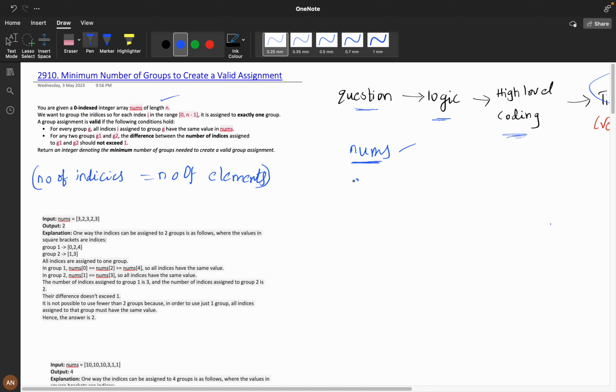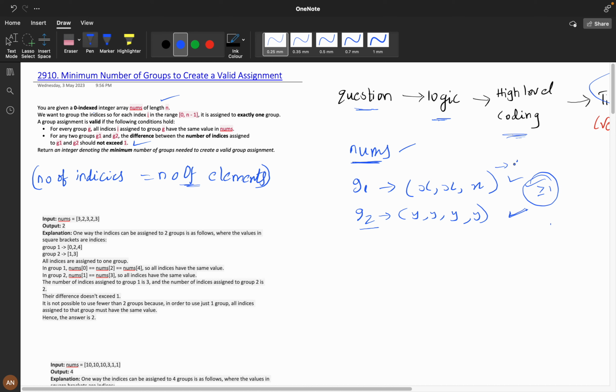He is saying that if you have G1, and the value is X, all the values in G1 should be X, and in G2 if the value is Y, all the elements in G2 should be Y. And for any two groups G1 and G2, the difference between the number of indices assigned to G1 and G2 should not exceed 1. So the number of indices means the number of elements in G1 and G2. Number of elements in G1 minus number of elements in G2 should not exceed 1.